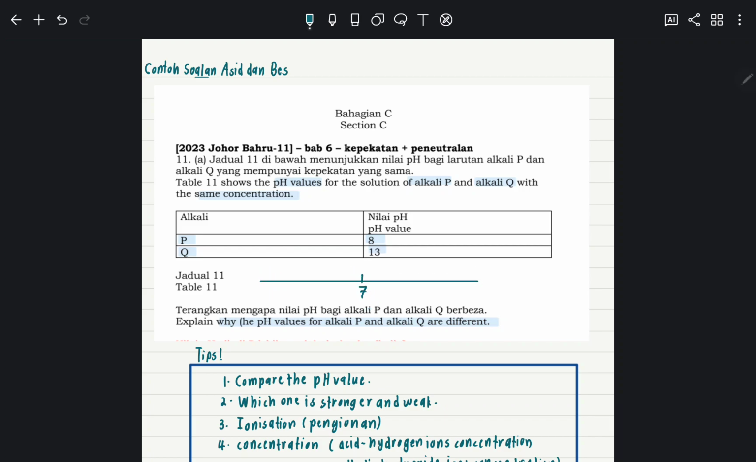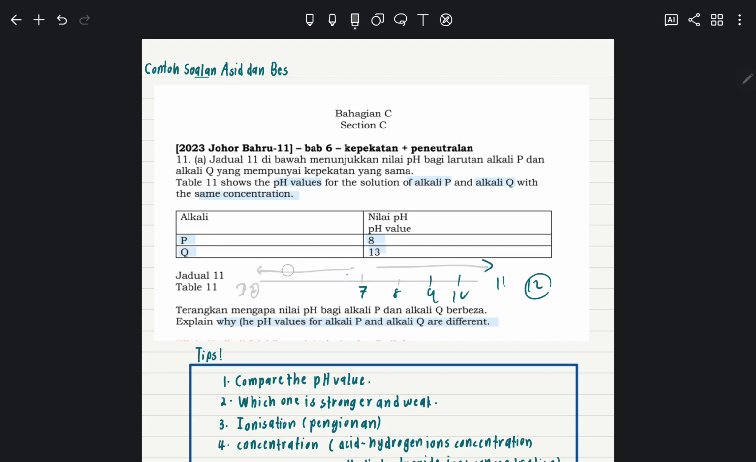Okay, let's say 7. 7 is neutral. So below this, the further to the left is for acid, and this side is for alkali. The further it goes, like this, it goes like this, right? So for example, 1, 2 are all strong acids. For alkali, 8, 9, 10, maybe this is 11, this is 12, right? So the further it goes, the stronger it is.